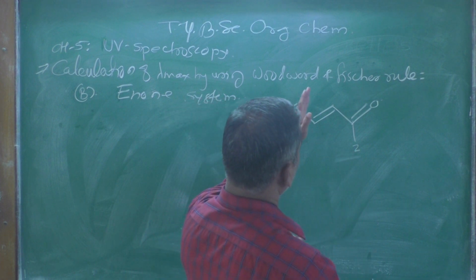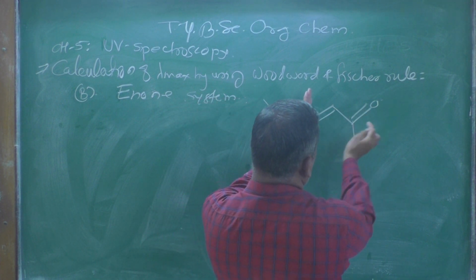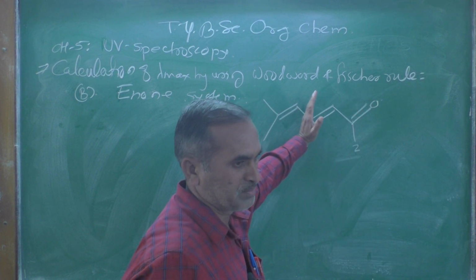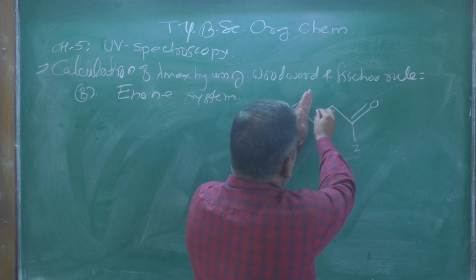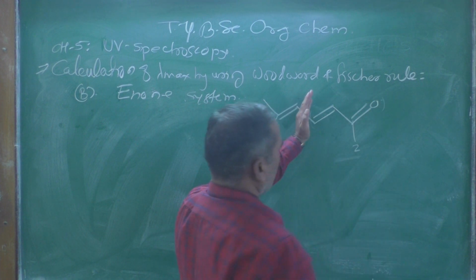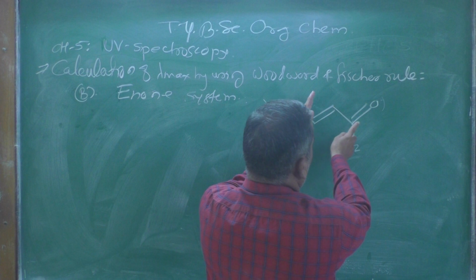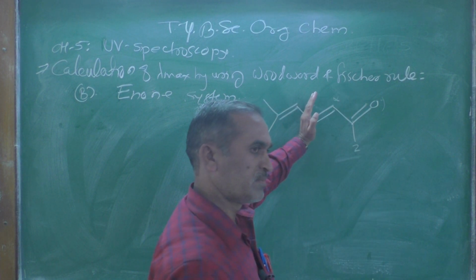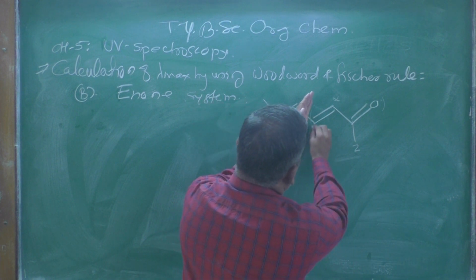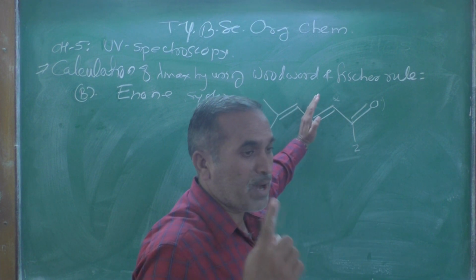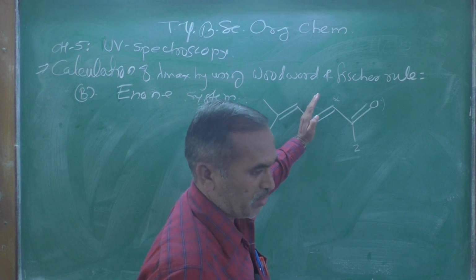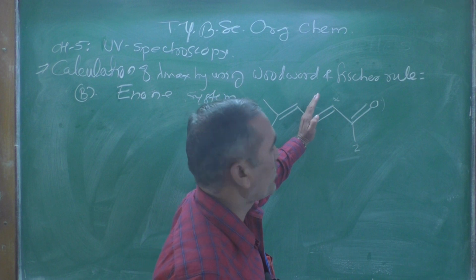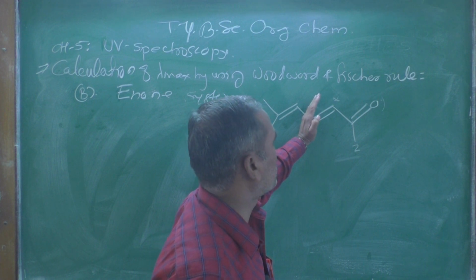But for the enone system, look at this part only: carbon-carbon double bond, single bond, and the carbonyl group. That type of system is known as an enone system. This is a carbonyl group, the adjacent carbon atom is termed alpha, and the next carbon atom is termed beta. Then an alpha, beta unsaturated carbonyl compound, maybe an aldehyde or ketone, is known as an enone system.